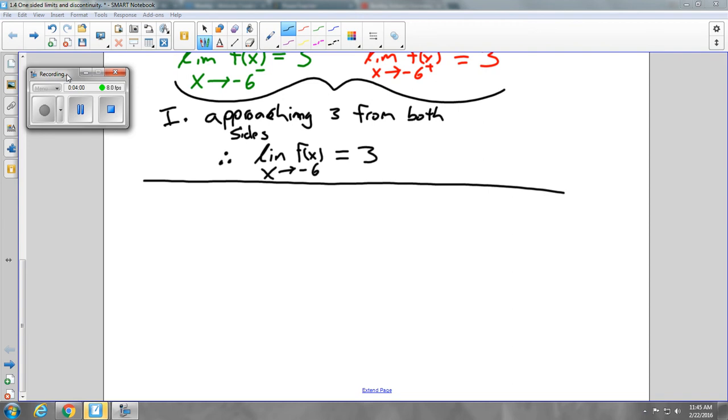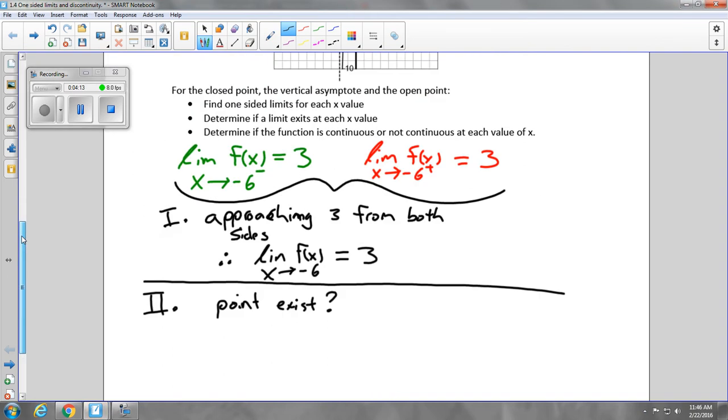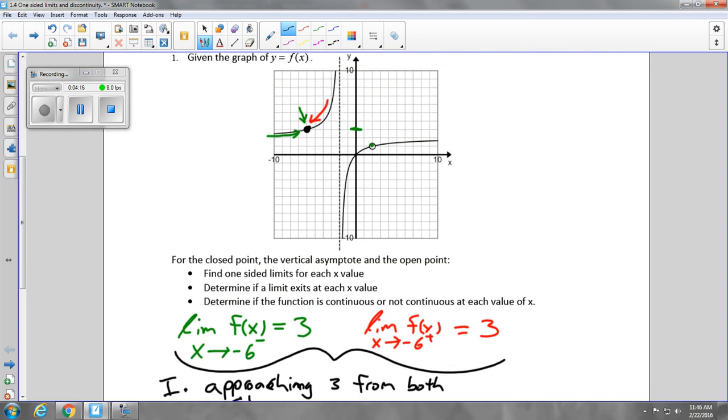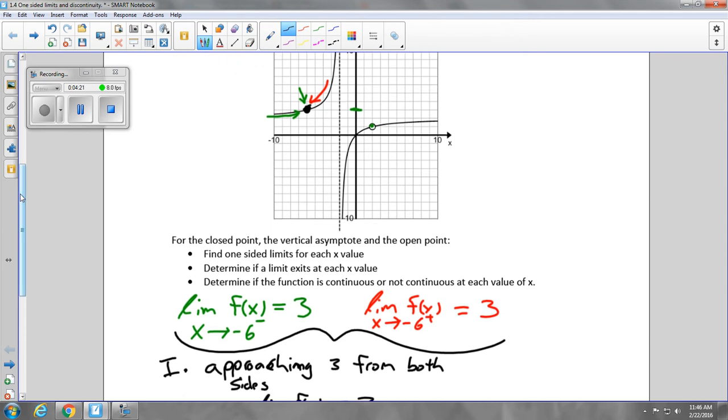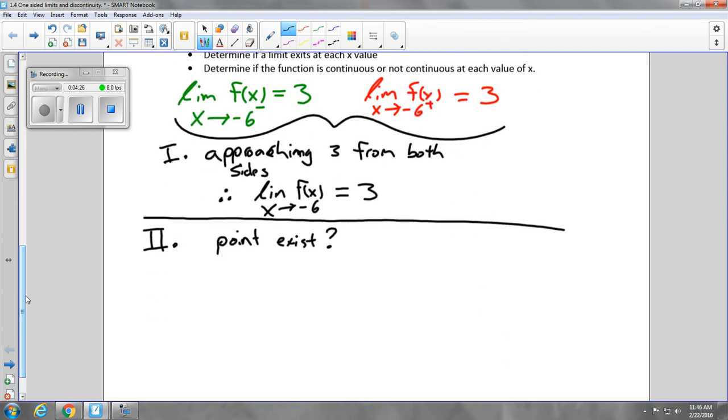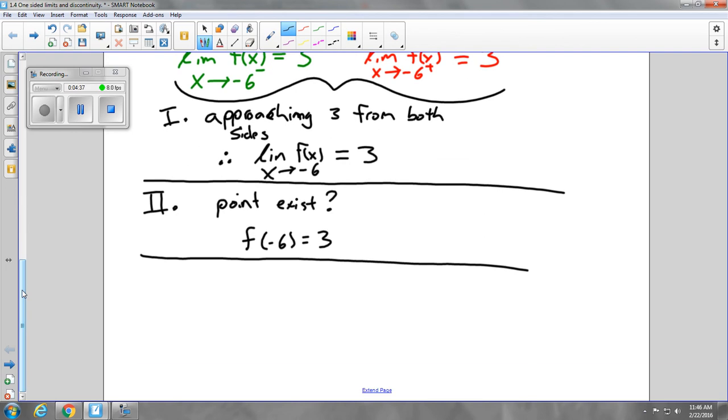The other one that it has to meet, number 2, is, does the point exist? What I mean by that is, if we look back up at our point, does this point actually exist? It's a filled in circle, so it does exist. So it exists, and it is 3. That's what f of x would be equal to. So we'd say f of -6 is equal to 3. That's stipulation number 2. It has to meet all 3 of these to be considered continuous.